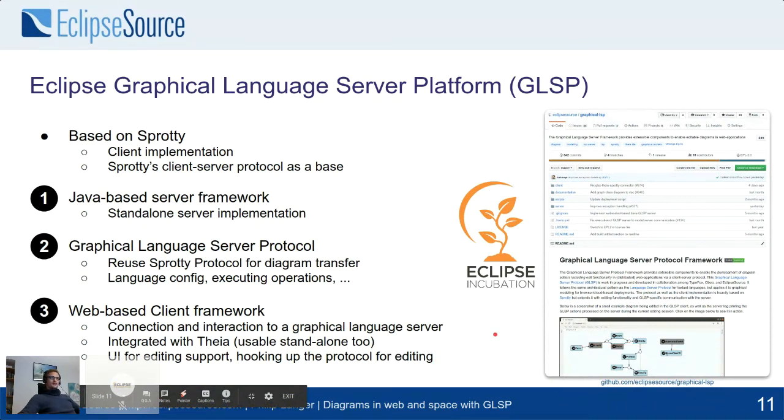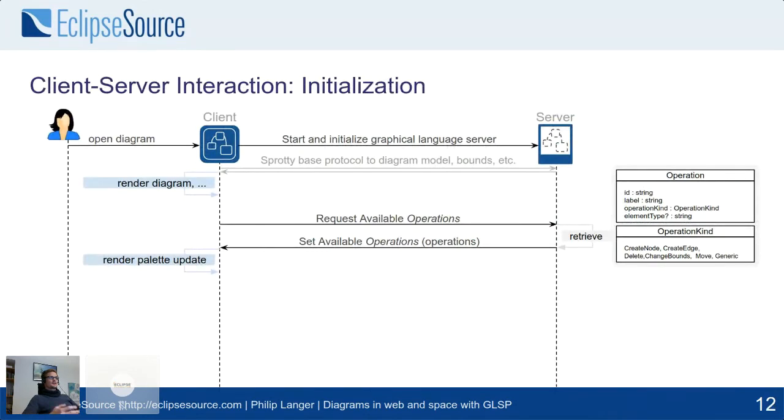Right, so that was very generic and abstract. Maybe let's look a little bit into how things really work. So looking at one example, how the client-server interaction works, and then I will go straight to a demo. Looking at, for instance, this interaction chart or sequence diagram, we have a user who decides to open a diagram. So it creates a new GLSP client, basically. And as soon as this is created, the GLSP client will start and initialize the graphical language server, depending on which file has been opened. We'll select the correct language server, start it off and connect to it.